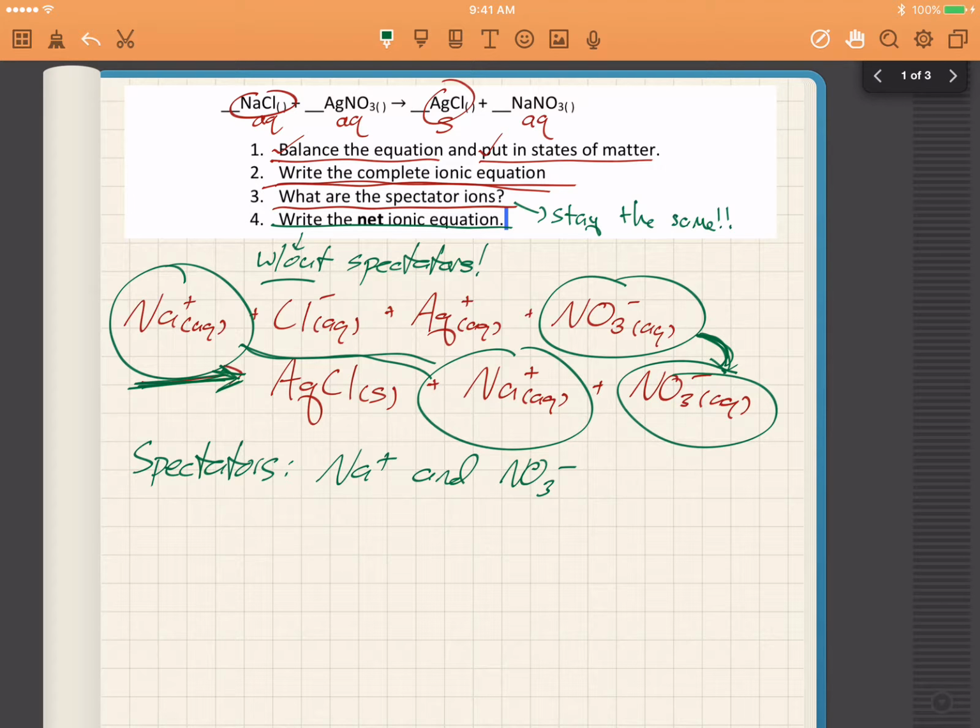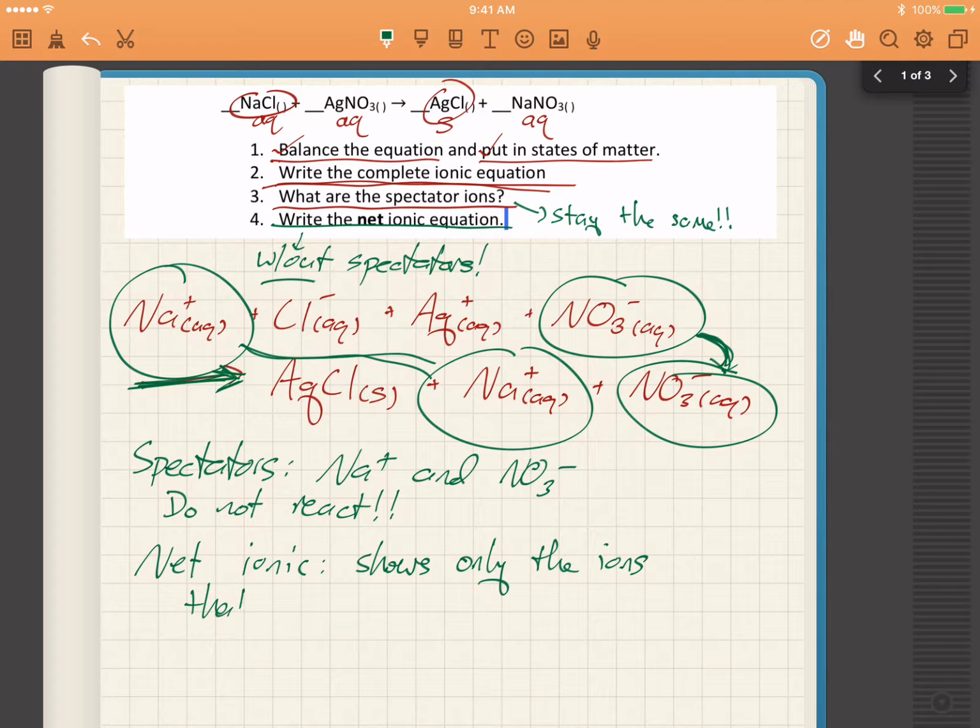If you want to write the net ionic equation, this is without spectators. So because the spectator ions do not participate in the reaction, they do not react. The net ionic equation shows only the ions that actually do something. It's a compact way of writing what's happening in the equation.